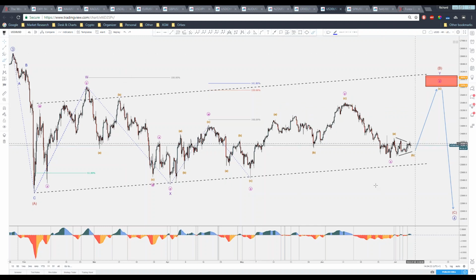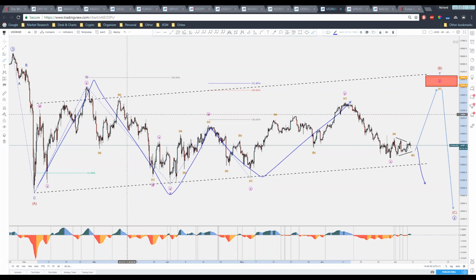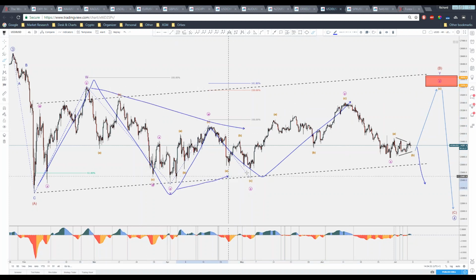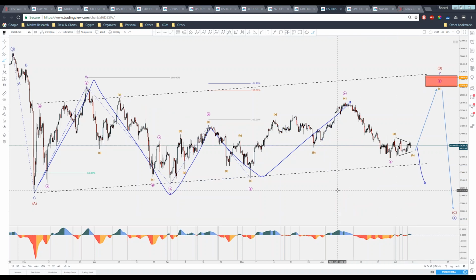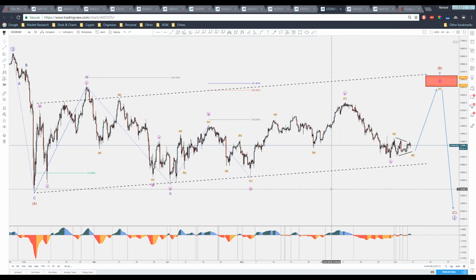Now, the only way this could actually start falling, it would be if this would be a triangle, A, B, C, D, E, yeah? But it doesn't fit as a triangle because of this. In a triangle, this move would have gone like this, and here it would drop some more. So I wouldn't be labeling it as a triangle just yet. What's happening is a complex corrective structure.